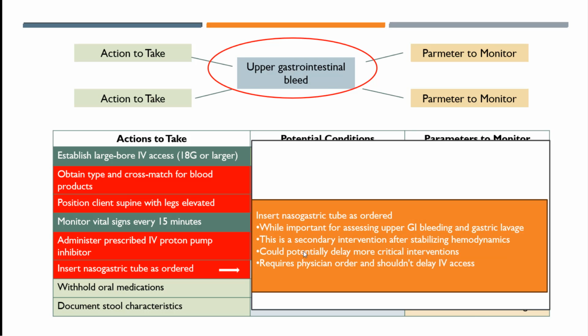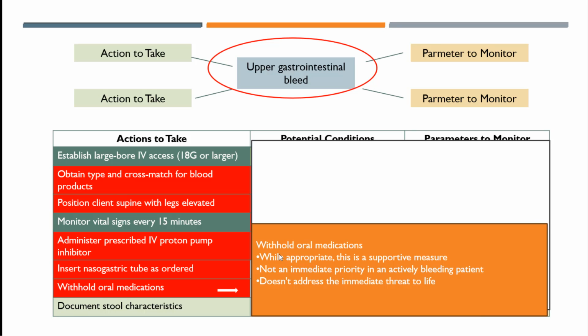Insert nasogastric tube if ordered. While it's important for assessing upper GI bleeding and gastric lavage, this is a secondary intervention after stabilizing the hemodynamics. This could potentially delay more critical interventions. This requires, again, a physician order and should not delay IV access. We have our two here, but I just want to explain why the other ones are not immediate actions.